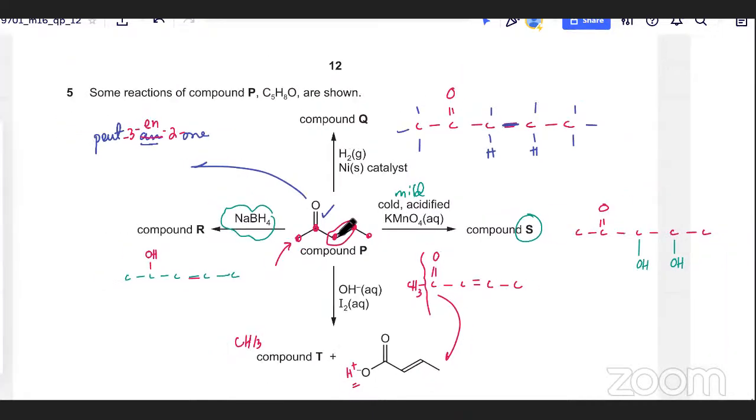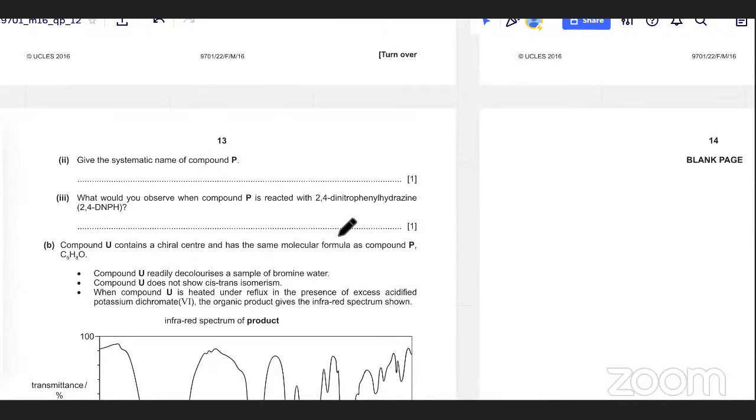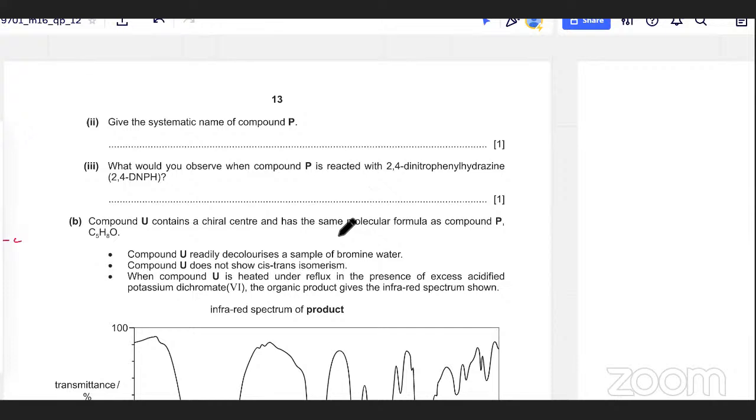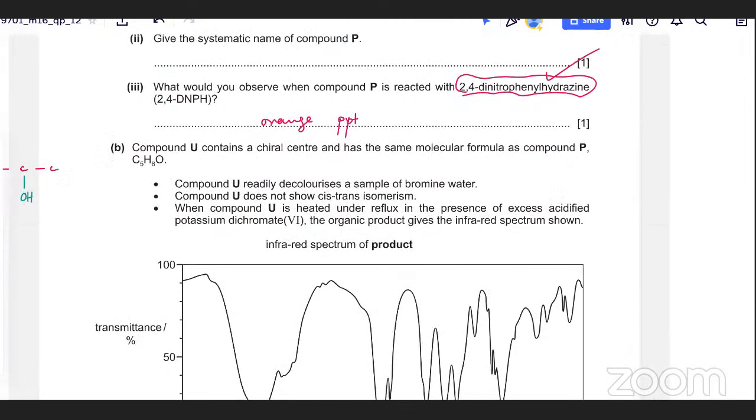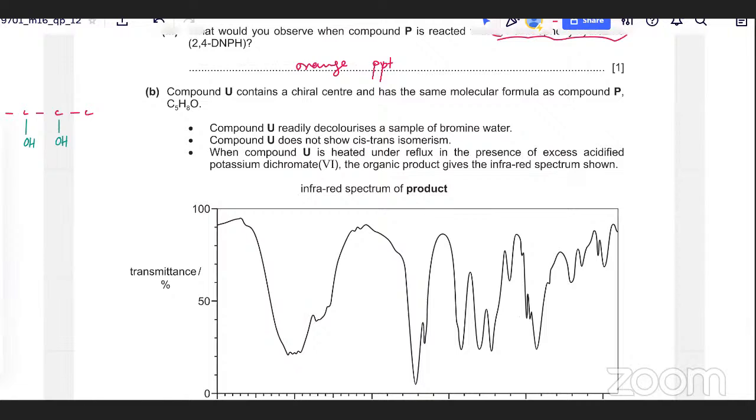As for the next part, that was the one that was difficult. What would you observe when B reacts with 2,4-DNPH? That's a test for ketone. So you'll get an orange precipitate. Remember, carbonyl groups, any aldehyde or ketone, will give this; it's a test for identifying whether a compound is a carbonyl compound or not. Now this one is going to be slightly tricky. This was a difficult question. You've got C5H8O.